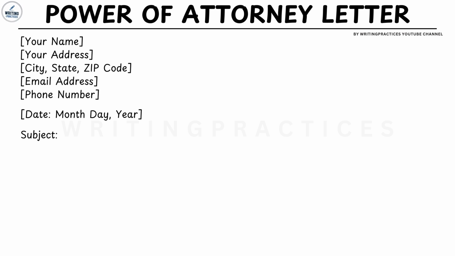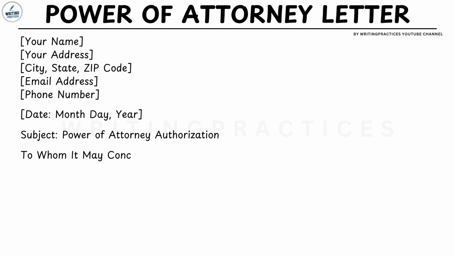Subject line. Write a clear subject line stating the letter's purpose. Example, subject, power of attorney authorization. This provides immediate clarity for anyone reviewing the document. Salutation. Address the letter to a general audience if it's for broader use, or to a specific individual if applicable. Examples, for a general audience, to whom it may concern. For a specific recipient, dear recipient's name. The salutation sets the tone of the letter and ensures it's appropriately addressed.